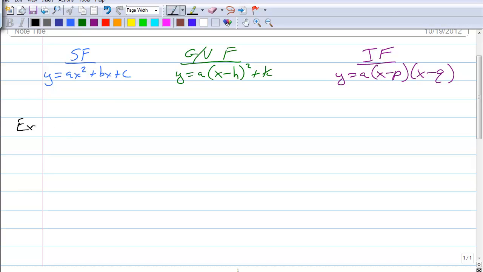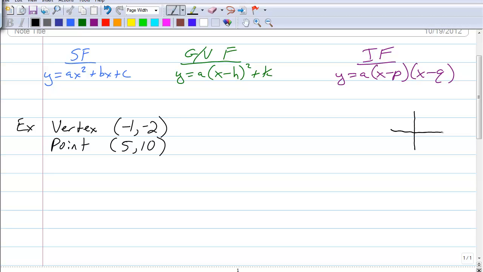Let's suppose that the vertex of a particular parabola is at the point -1, -2, and this parabola goes through the point 5, 10. All right, what I like to do is get a sense of what's happening here. I make a quick little sketch. -1, -2 is our vertex, and it's going to go through the point 5, 10.